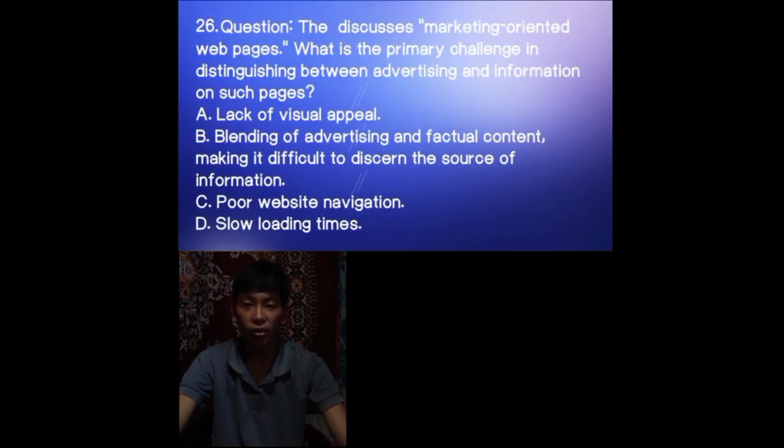Number 26 question. So this discusses marketing-oriented web pages. What is the primary challenge in distinguishing between advertising and information on such pages? A. Lack of visual appeal. B. Blending of advertising and factual content, making it difficult to discern the source of information. Letter C. Poor website navigation. Letter D. Slow loading times.